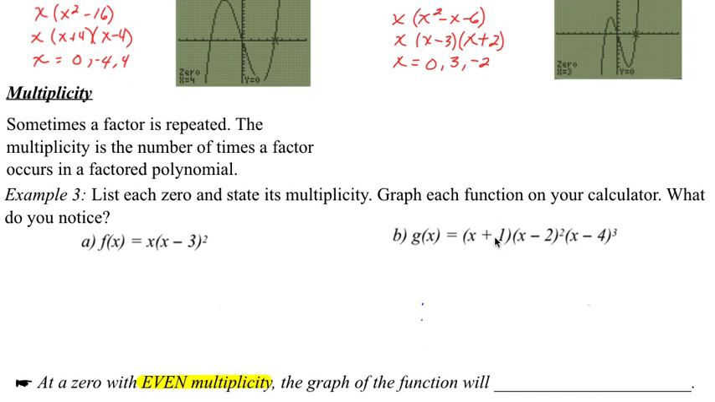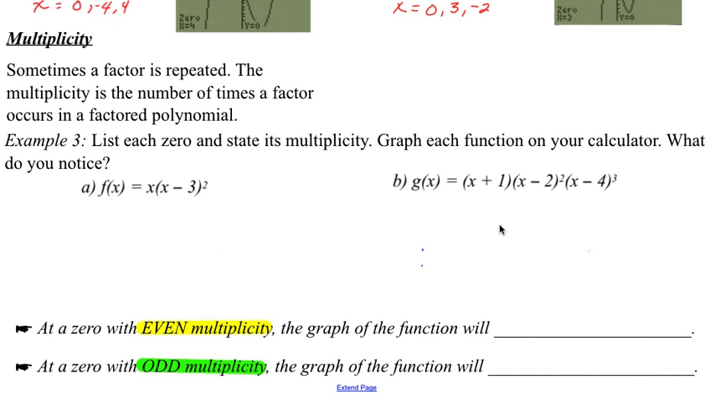So sometimes we have factors that are repeated. This is called multiplicity, and multiplicity is just the number of times that factor occurs when we have a factored polynomial. So here we have a couple of examples of factored polynomials, and our directions say to list the zeros and state their multiplicity. And then we'll graph those and see what we notice.